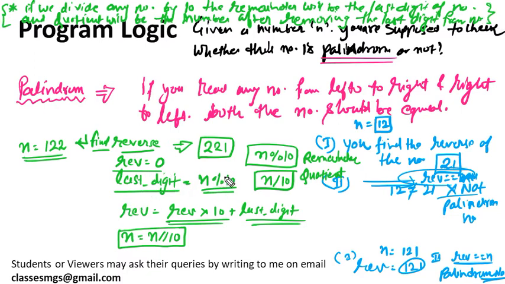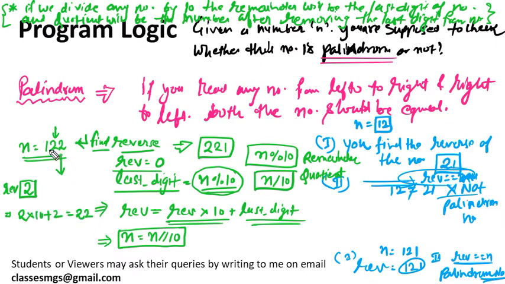So the last digit we get with n % 10, and this is the formula to reverse the number: reverse = reverse * 10 + last digit. We need to keep on decrementing this number by removing the last digit until we get the number 0. So we need to calculate each digit. First the last digit is 2, so reverse becomes 2. Next time the last digit will be 2 again, so 2 into 10 plus 2, that will be 22.